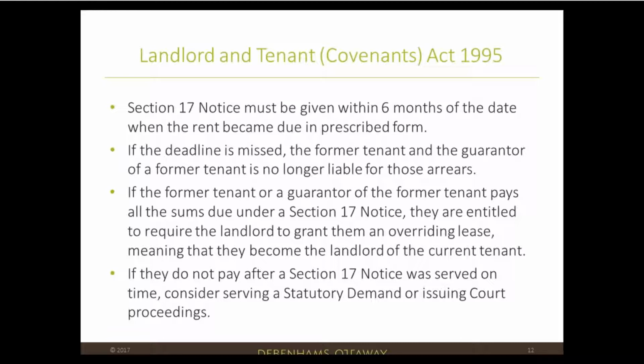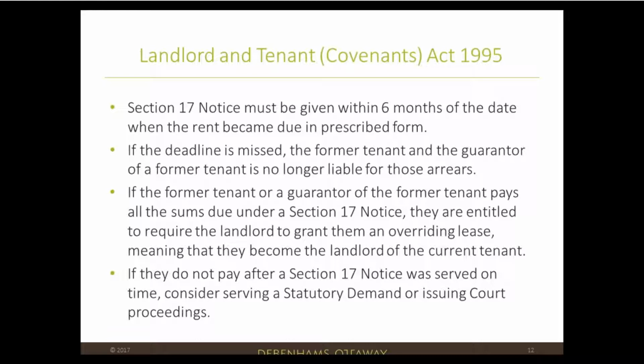What you must do, whether or not the lease was entered into on or after the 1st of January 1996, if you want to demand money from one of those categories of people that remain liable, is that you must give a Section 17 notice in prescribed form to those people within 6 months of the date the rent fell due. If you miss that 6-month deadline, then that person will no longer be liable to you for those arrears. That doesn't mean, however, that they wouldn't be liable to you in respect of rent that fell due subsequently.